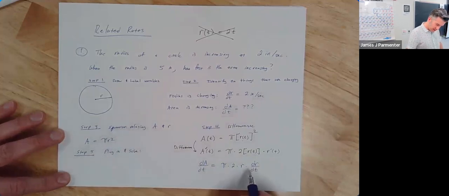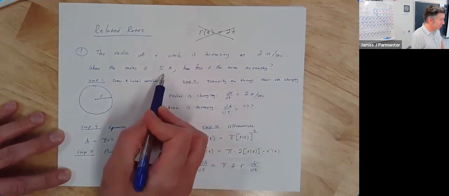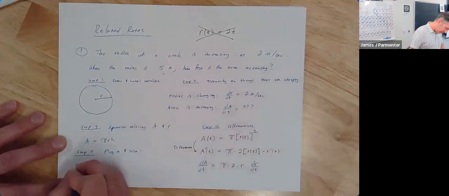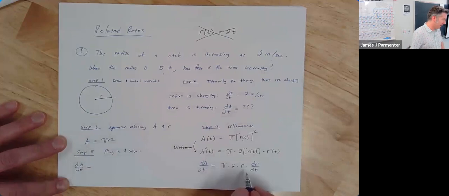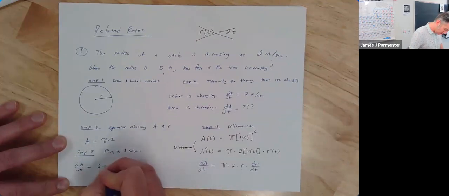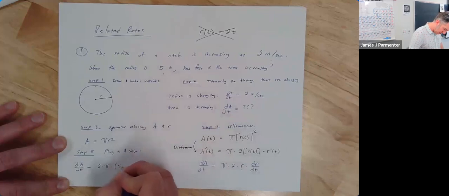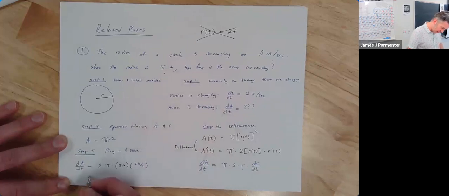So if I plug in, I know that the radius is 5 inches because they told me in the problem, and dr/dt is 2 inches per second. I'm going to get that dA/dt is equal to, I'm going to write this as 2 times pi because that's more normal, 2 times pi times r, which is 5 inches, times dr/dt, which is 2 inches per second. If I multiply this out, I'm getting 2 times 5 times 2 is 20 times pi, so 20 pi.